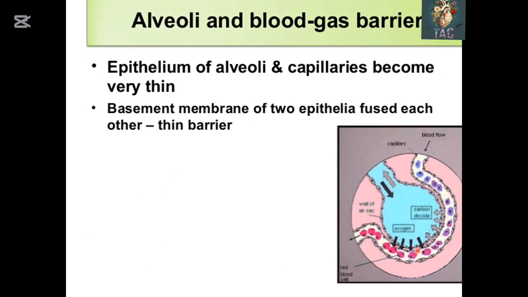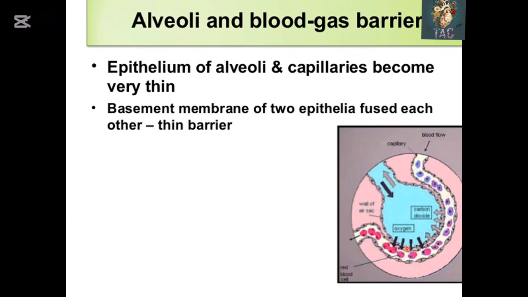So different points which you can see. First, at this level, it is called the blood-air barrier. It is formed by first the alveolar cells themselves, then the basement membrane of the alveolar cell, the basement membrane of the endothelial cells, and the endothelial cells themselves. So this one is the barrier through which the gas exchange usually takes place.